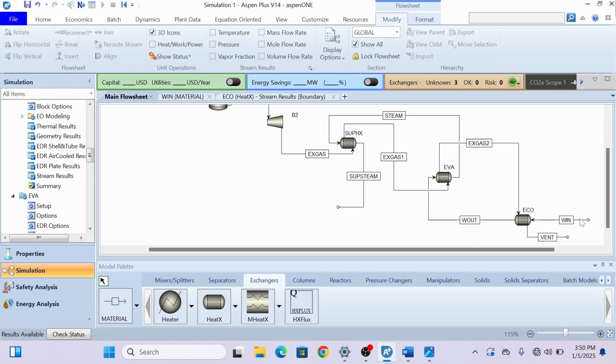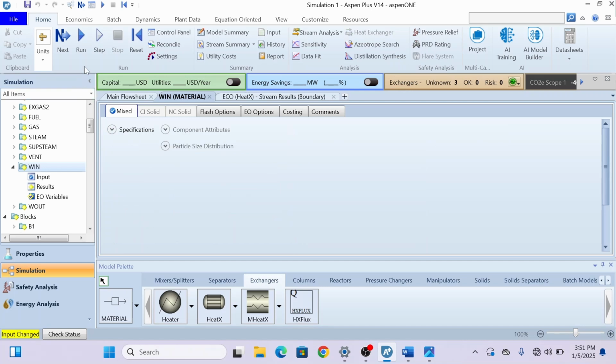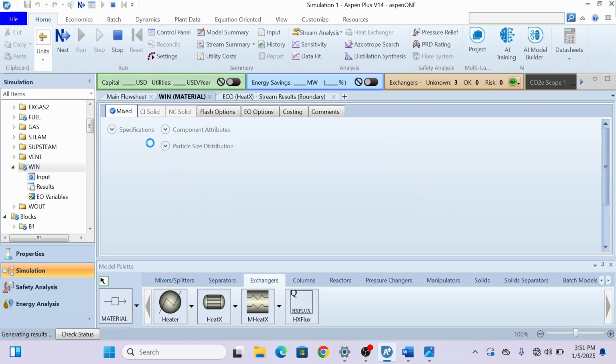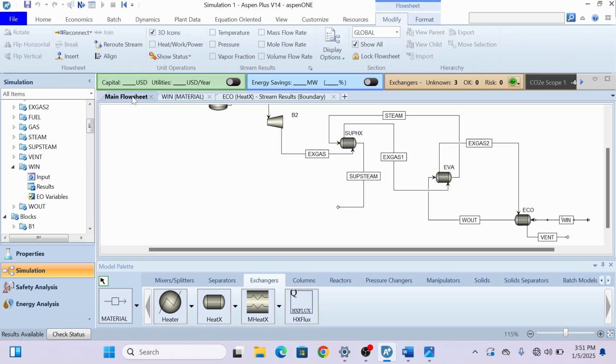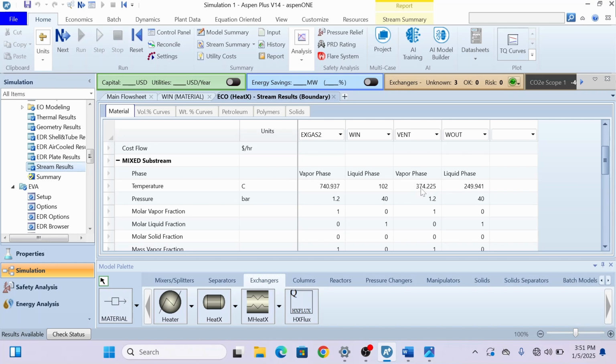So I can increase this amount of water and see that it performs the calculation and there will be no temperature cross. So just reset it and press this run button. Now you can see my results are again available. Go to this. Now you can see that the temperature of exhaust gases is reduced. You can still increase your flow of water, and you can minimize this temperature.